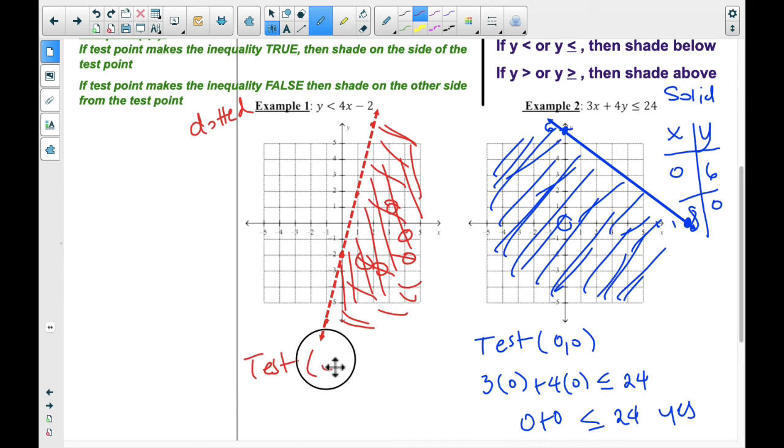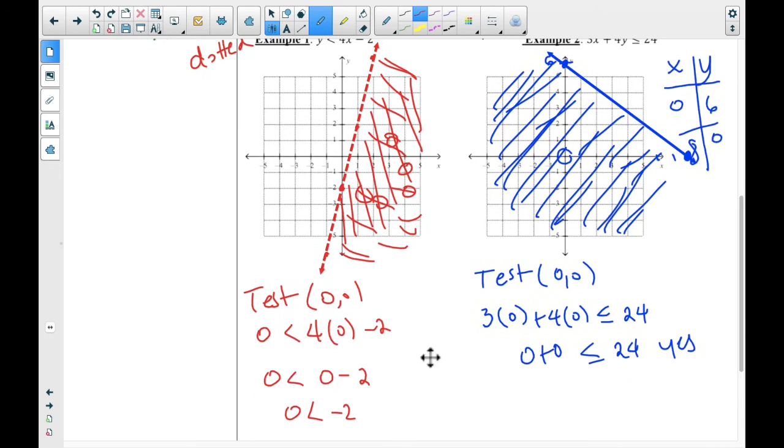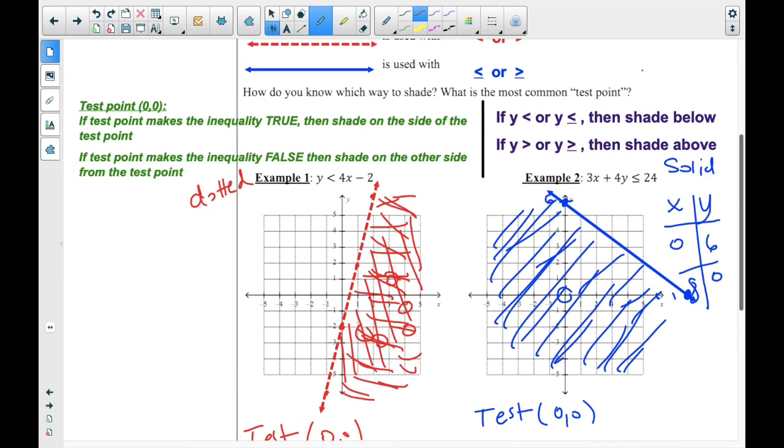So once again, if I test the point 0, 0, I plug it in, I'm going to get 0 less than 4 times 0 minus 2, which if I simplify that, gives me 0 is less than negative 2. Is 0 less than negative 2? No, it's not. So here's my 0, 0. I said no, so I do not shade on the 0, 0 side. I shade on the other side instead. Okay, that's how we do graphing and shading with dotted and solid lines and deciding which way to shade. Let's turn the page and talk about some word problems.